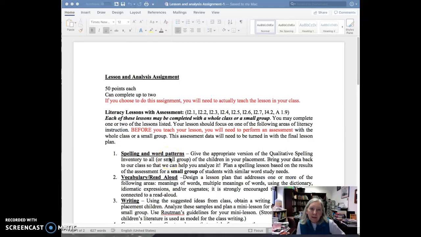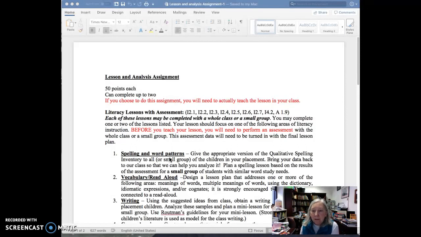Lesson analysis assignment. This assignment is worth 50 points. You can complete 1 or 2 of these assignments. Keep in mind that you will need to actually teach this lesson in order to analyze it, and you need to plan this lesson ahead.